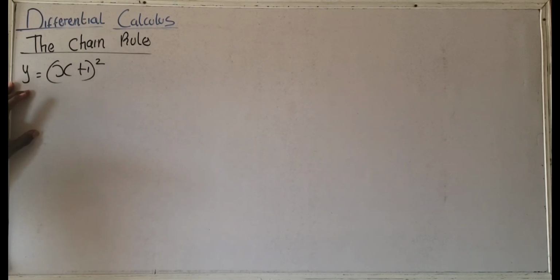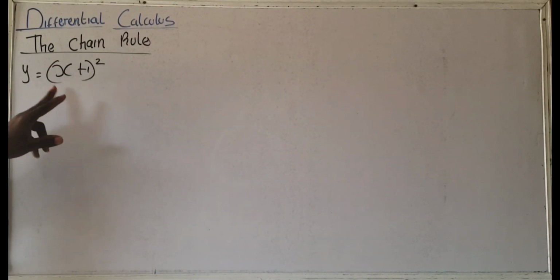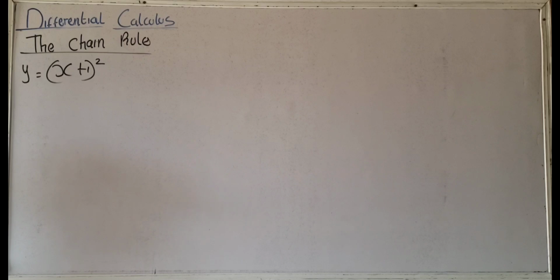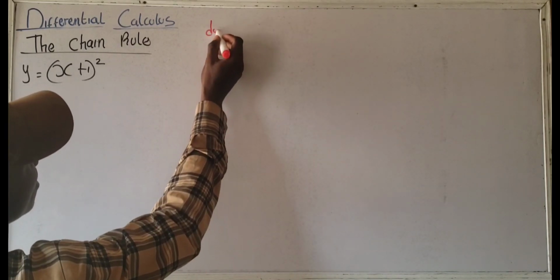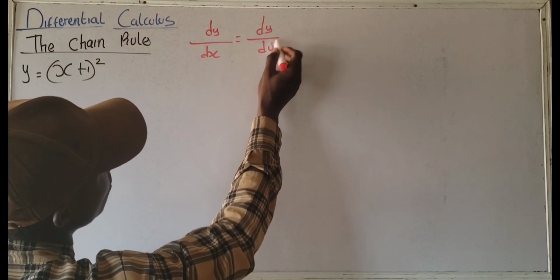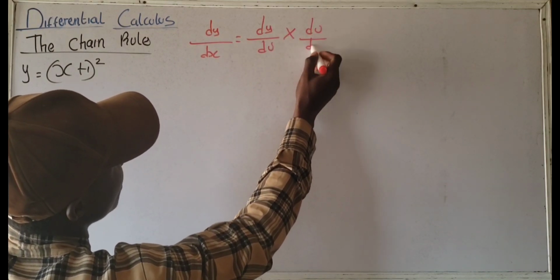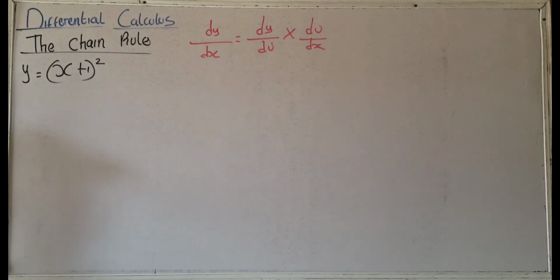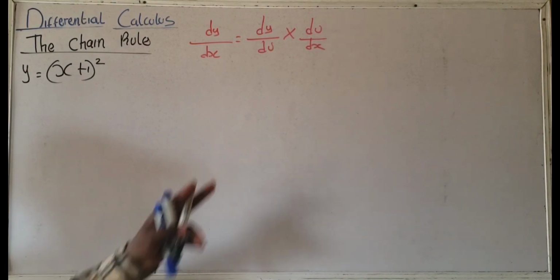If you look at this function, y equals (x plus 1) raised to the power of 2, x plus 1 is the inner function. You understand? And y equals (x plus 1) raised to the power of 2 is the outer function. Now, to differentiate this function, the first step is that you have to set the inner function equal to a letter. You understand? The basic formula for chain rule is this: dy over dx is equal to dy over du multiplied by du over dx. You understand? Just pay attention. This is the basic formula for chain rule.